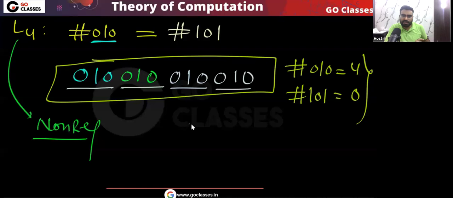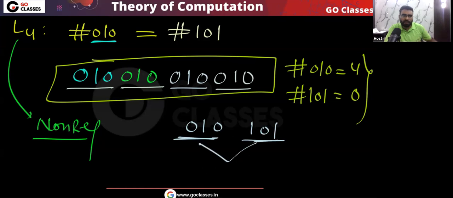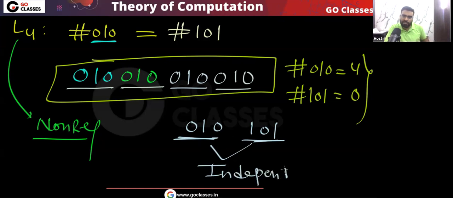Okay, so remember these: this 0 1 0, and this 1 0 1. They are basically independent. Is this clear? They are independent. One of them can repeat freely without another. You can easily see.